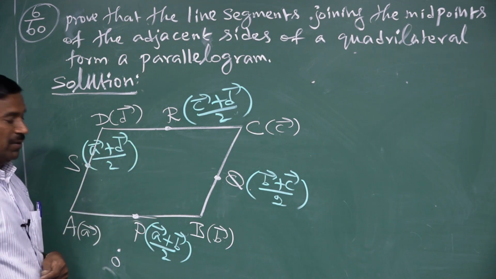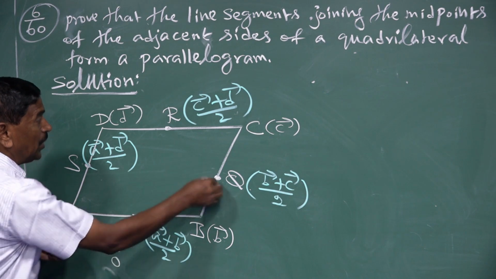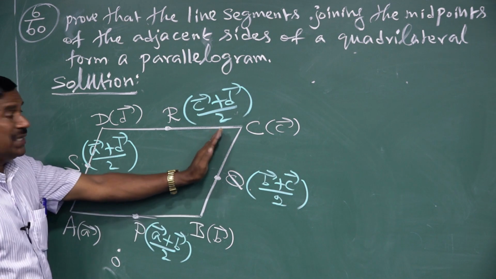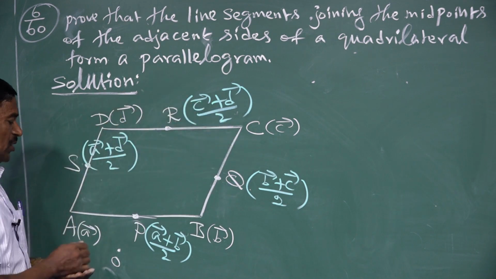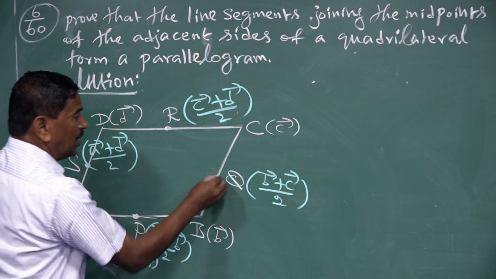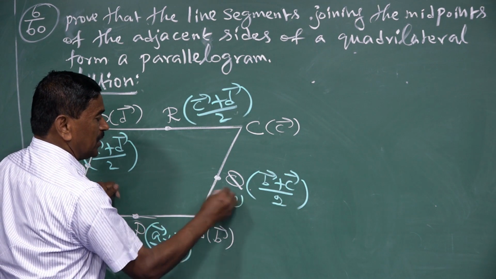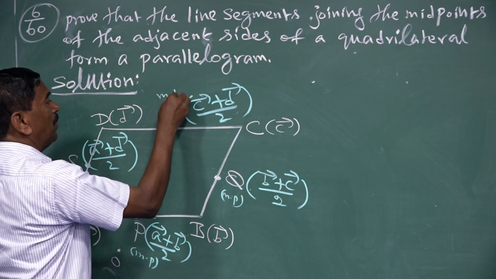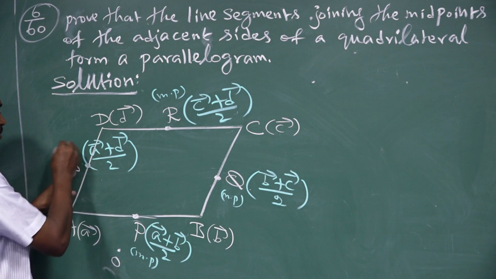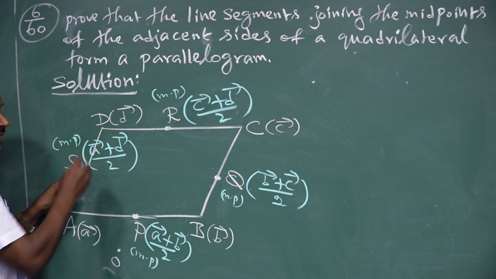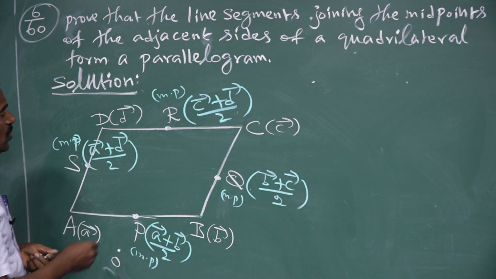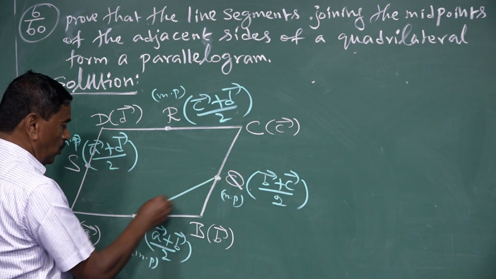It is the midpoint formula where P, Q, R, S are the midpoints of the sides AB, BC, CD, DA respectively. P is the midpoint of AB, Q is the midpoint of BC, R is the midpoint of CD, and S is the midpoint of DA.